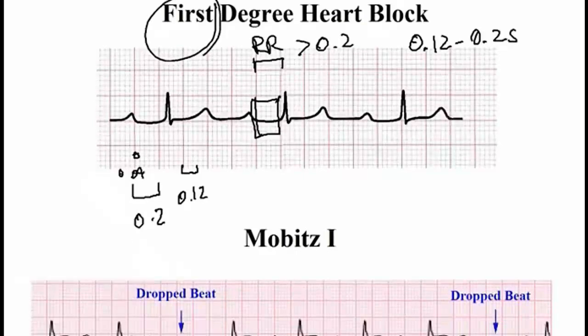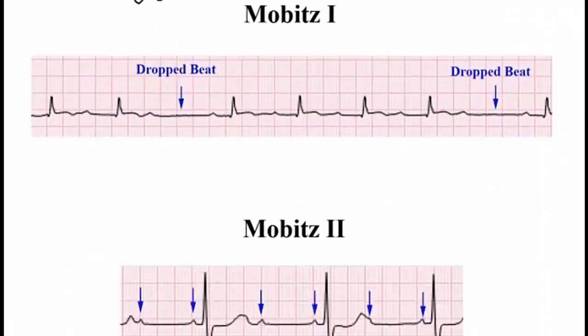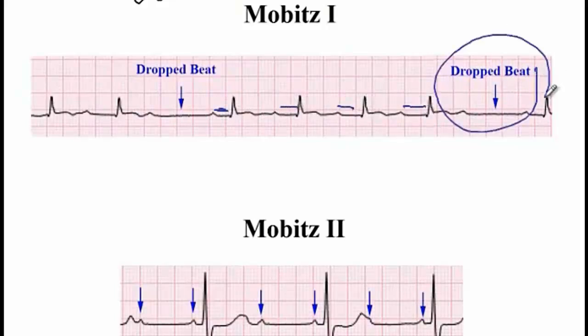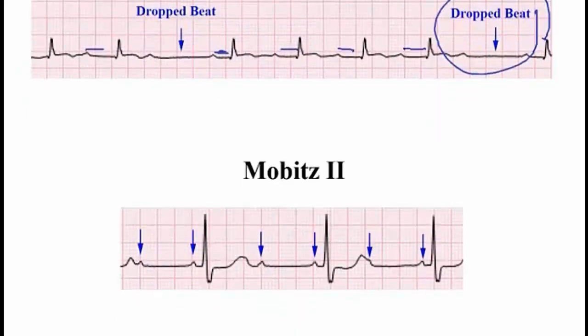Next we have the second degree heart block, which divides into two types, Mobitz 1 and Mobitz 2. With Mobitz 1, the PR interval keeps on increasing in duration. So here we have this size, then it keeps on getting longer until there is a dropped beat, and then it will repeat the cycle again. With Mobitz 2, on the other hand, the PR interval does not change, but there are occasional dropped beats. So here you can see that we have 2 P waves before we have a QRS, then another 2 P waves before we have a QRS, another 2 P waves before we have a QRS.